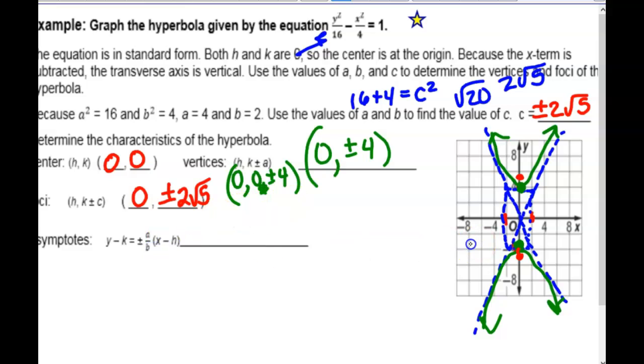Asymptotes. The center is what? So they're just going through 0, 0. So h and k are just 0 and 0. The slope is plus or minus. Now be careful. This was squared. The change in y over the change in x. Remember that this was square rooted to 4 and this was square rooted to 2. We went up 4 and over 2 for our little box. What does that reduce to? 2. So we have y minus 0 equals plus or minus 2 times x minus 0, or just y equals plus or minus 2x for this one, because it goes through 0, 0.